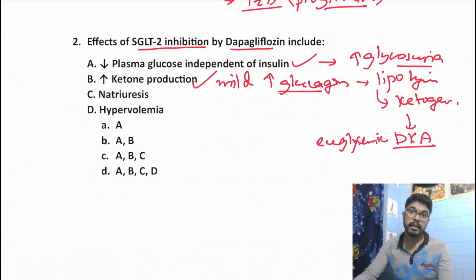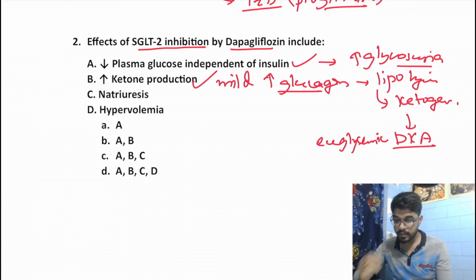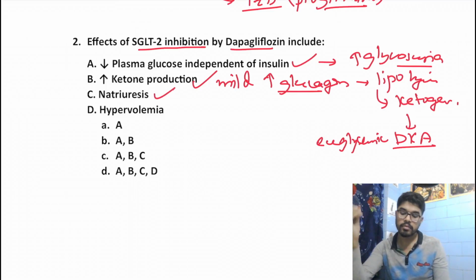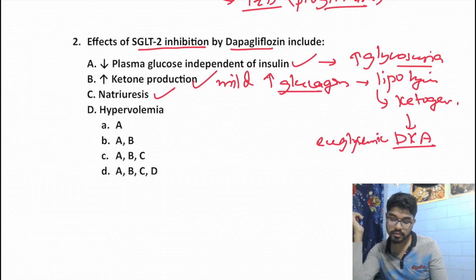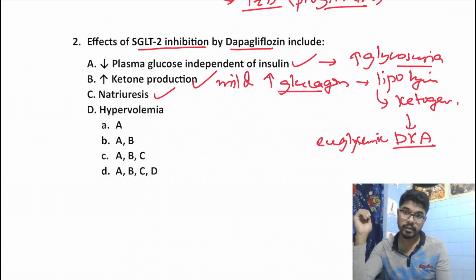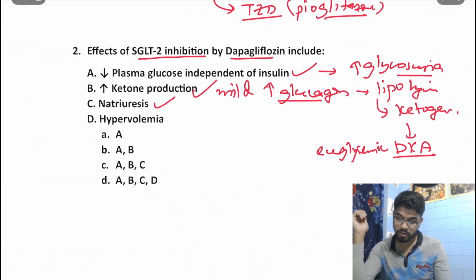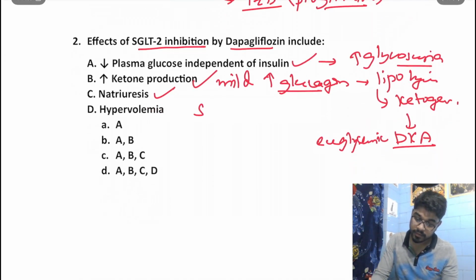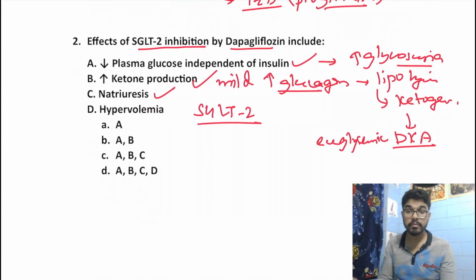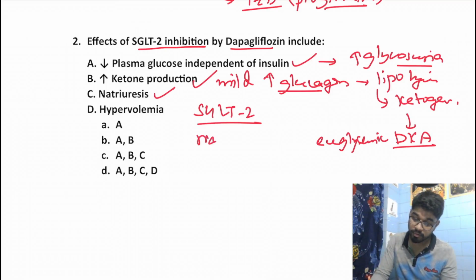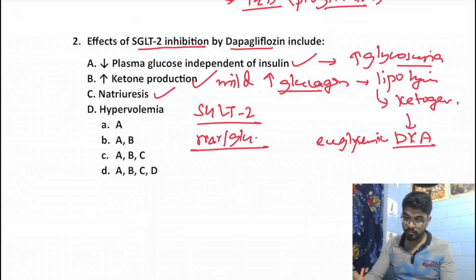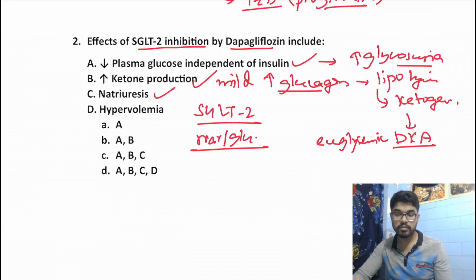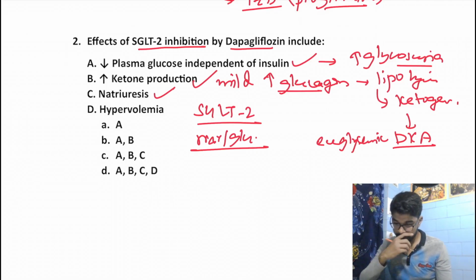Okay. Natriuresis, as already discussed, SGLT2 causes natriuresis because SGLT2 not only reabsorbs water but also reabsorbs sodium. As the name suggests, SGLT2, sodium glucose linked transporter. So sodium and glucose are linked. So with glucose, sodium is also lost along with water due to SGLT2 inhibition. So that's a true statement.